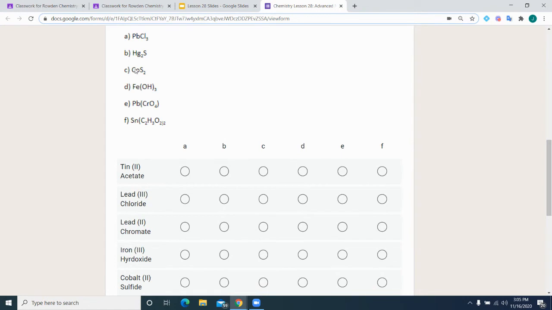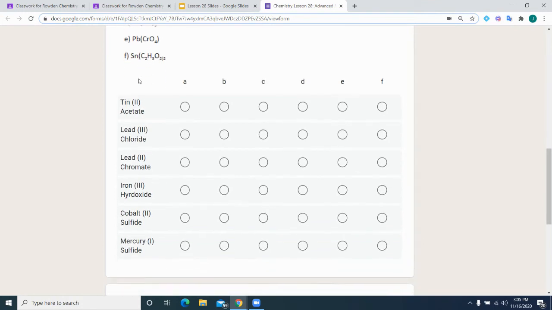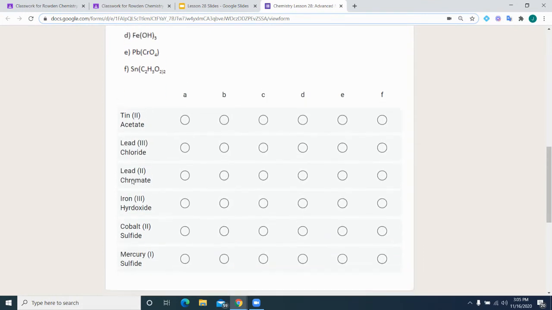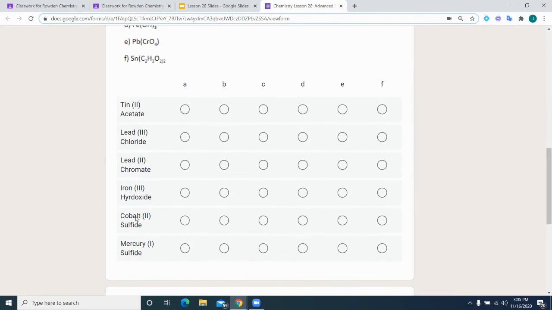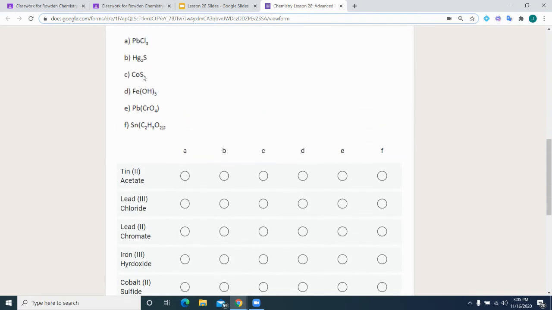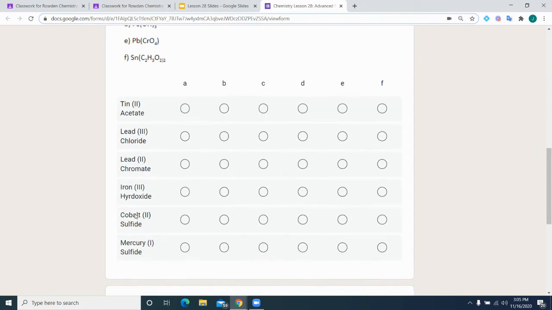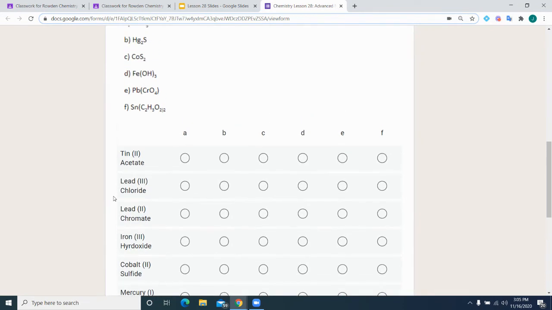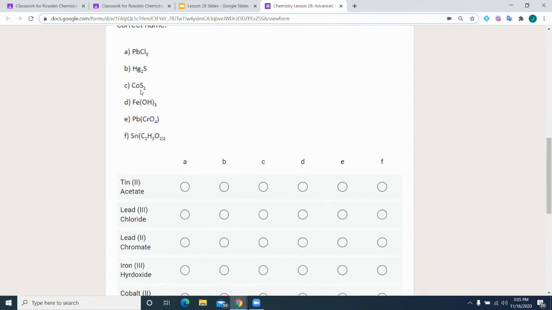Cobalt sulfide, once again, you need 2 sulfurs to balance out the cobalt. This is actually a typo. I'm going to fix this by the time you do this. Since there's 2 sulfurs, it should say cobalt(IV) sulfide, which 4 will be an IV in the Roman numeral. So this should say cobalt(IV) sulfide because there's 2 sulfurs, each carrying a -2 charge.